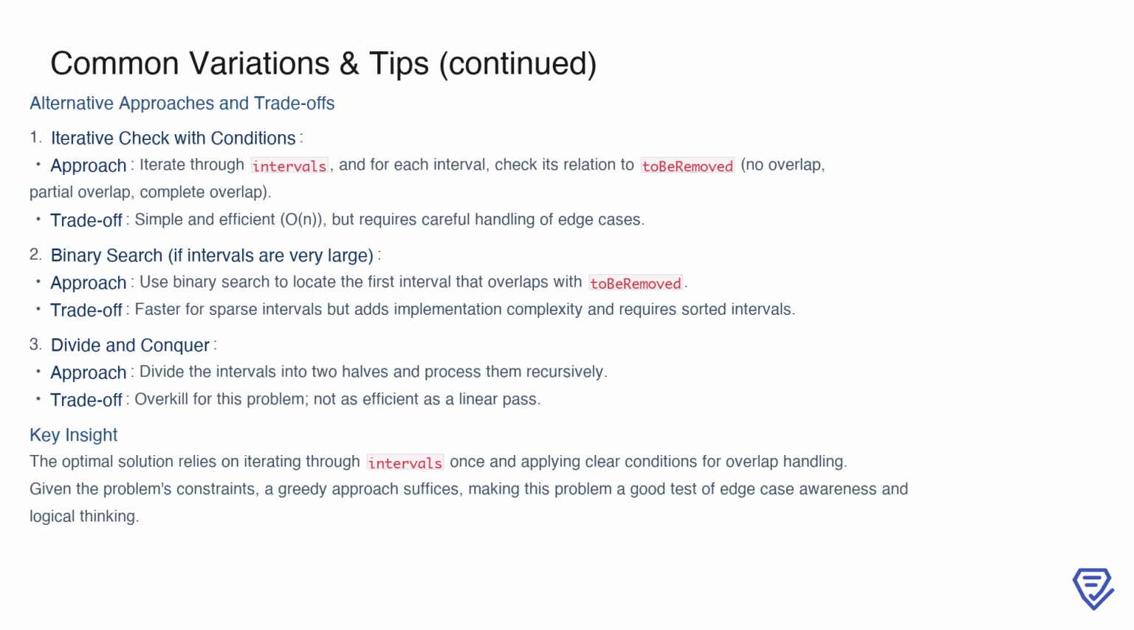Another approach involves binary search, which can be useful if the list of intervals is extremely large. By using binary search, you can quickly locate the first interval that overlaps with the one to be removed. While this can save time for sparse intervals, it adds implementation complexity and still requires the intervals to be sorted. Finally, there's the divide and conquer approach, where you split the intervals into two halves and process them recursively. However, this is generally overkill for this problem and less efficient than a single linear pass.